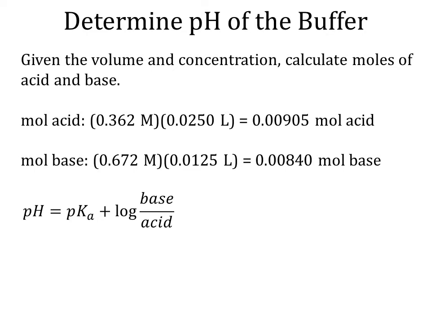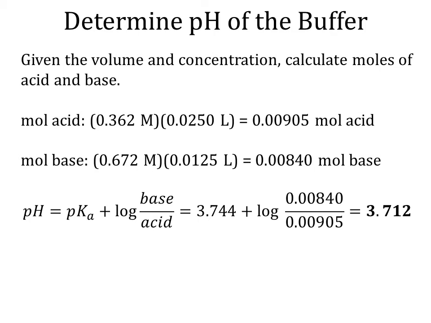Next, we use the Henderson-Hasselbalch equation. pH equals pKa plus log of the ratio of moles of base to moles of acid. In this problem, the pKa is 3.744, the moles of base is 0.00840, and the moles of acid is 0.00905. Therefore, using the Henderson-Hasselbalch equation, we determined that the initial pH of this buffer is 3.712.